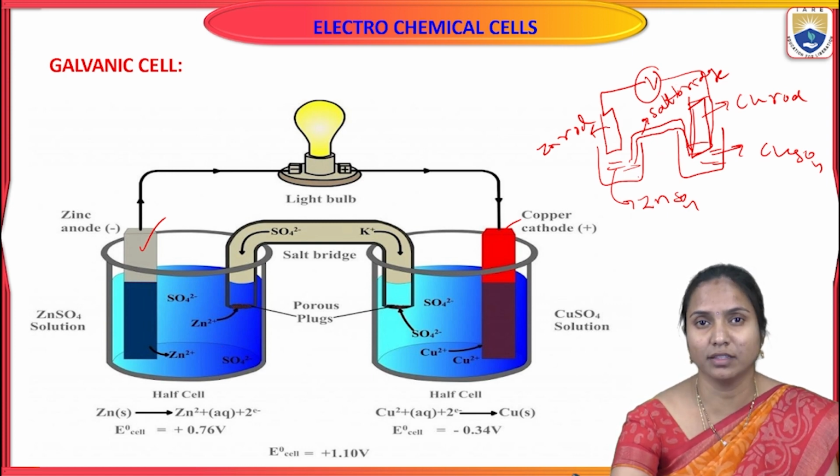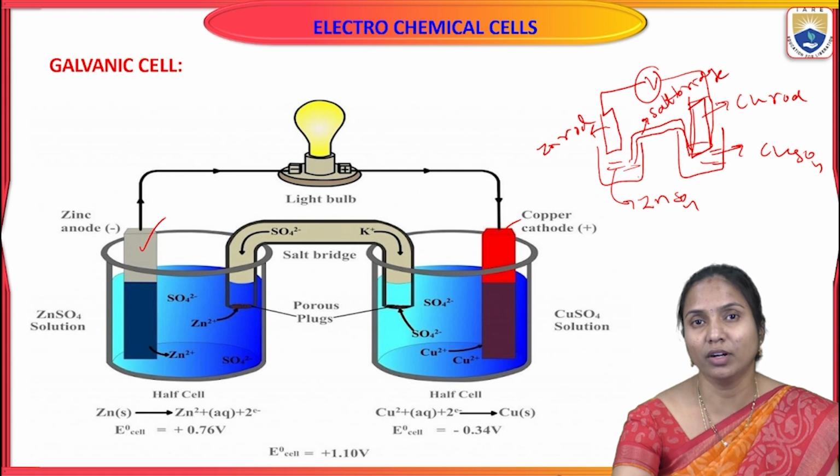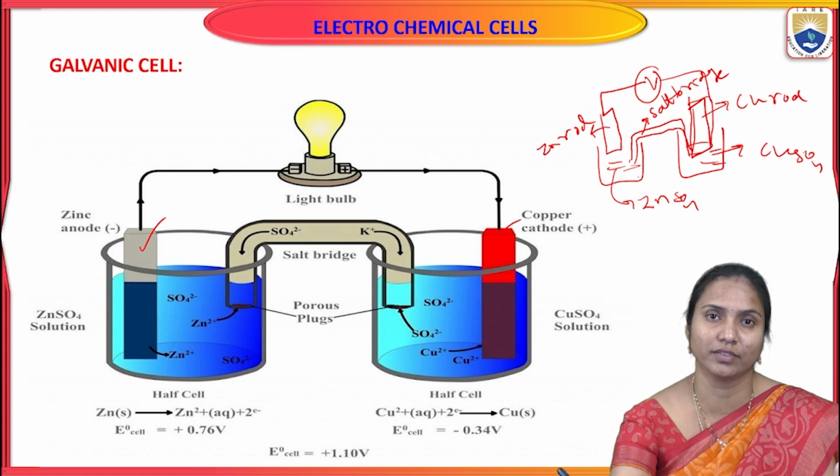Here zinc acts as anode, so that's why it acts as the oxidation half cell. For example, here the copper rod is dipped in copper sulfate solution. Copper always acts as cathode, that means reduction. So that's why this half cell is called the reduction half cell. These two half cells are connected by using a salt bridge.